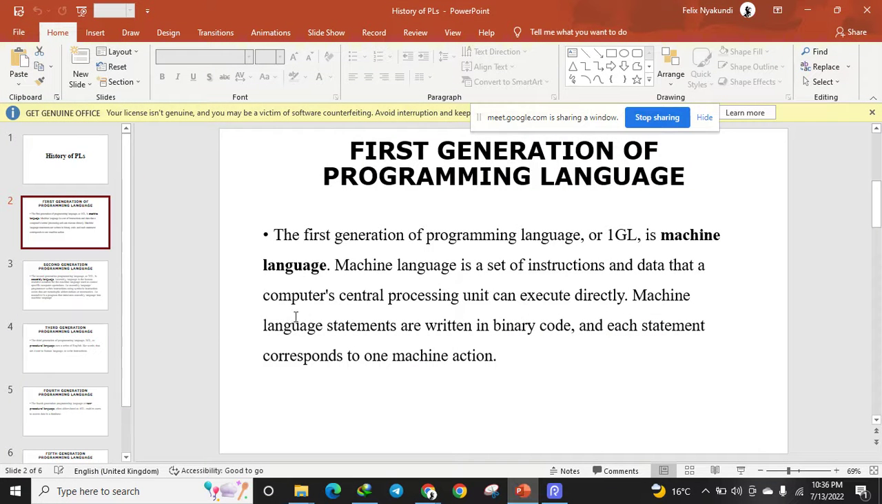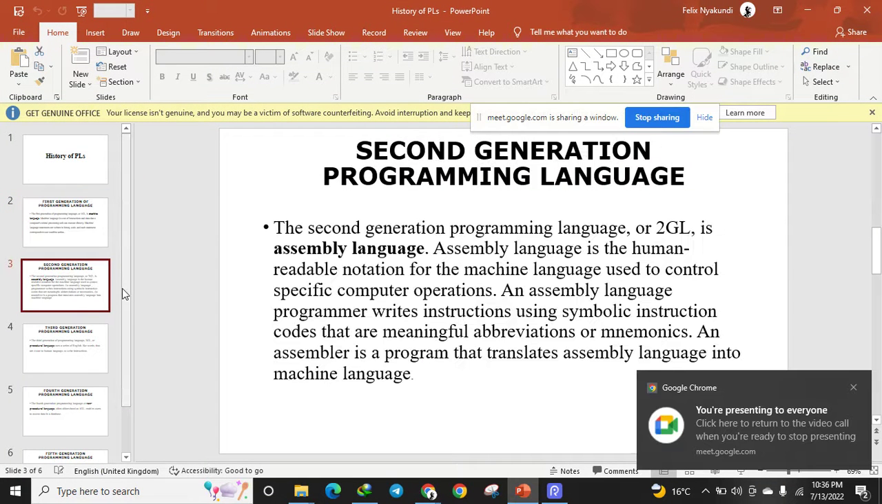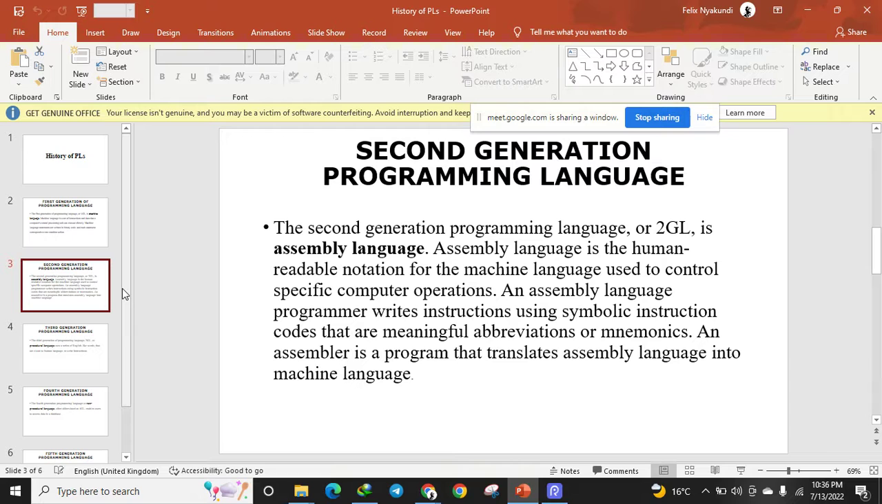Now, the second slide has the second generation, also called assembly language. So assembly language is a human readable notation for machine language used to control specific computer operations. An assembly language programmer writes instructions using simple instruction codes that are meaningful abbreviations, or mnemonics. An assembler is a program that translates assembly language into machine language. So for you to run your programs that are written using the second generation programming language, you have to have an assembler.